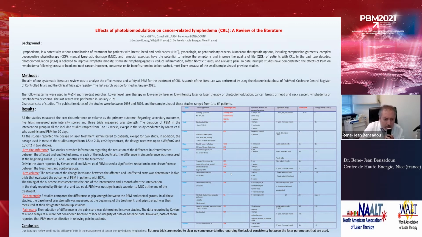For example, the study from Maya and colleagues from India was a very nice study, but we missed some important parameters and it was difficult to analyze every parameter coming from this study, but it was a very interesting study for pain score and for arm circumference.